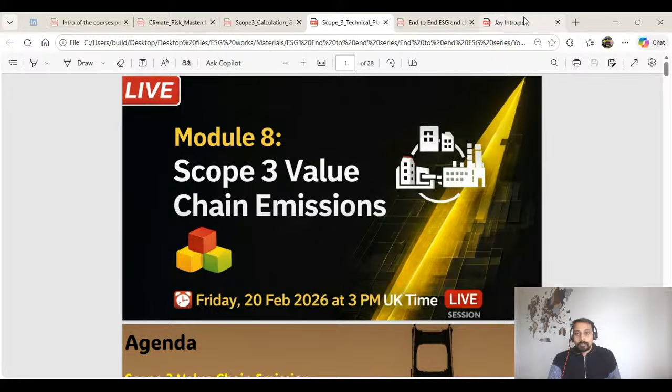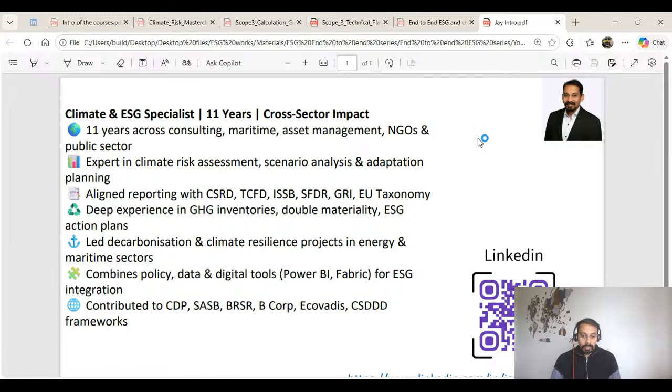Those who have joined for the first time, just to introduce myself, I will continue on module 8 on scope 3 emissions. I'm Jay Shah. I'm based in the UK, and I've worked across various sectors, including maritime, asset management, geos, and the public sector. I worked on climate risk assessment, scenario analysis, and ESG reporting through various standards: CSRD, TCFD, SSD, SFDR, GRI, EU taxonomy, and other parts of ESG and climate reporting.